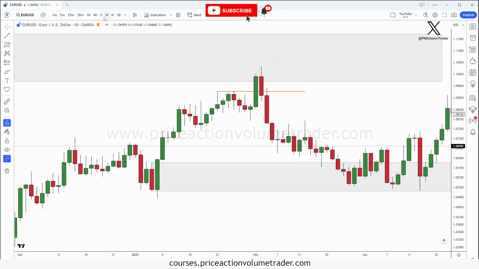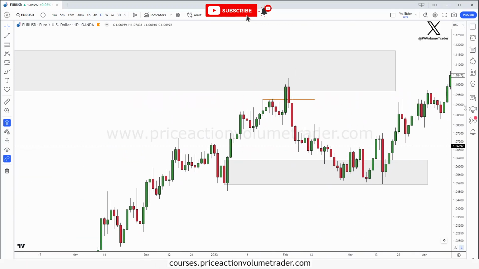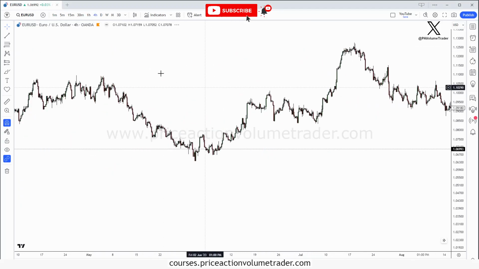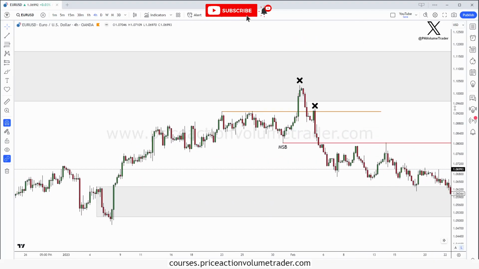Okay, but so if we drill down into the daily, you can see that we had this resistance area break above into supply, and we come and close back below this level. So let's drill down into a lower time frame, which is where we would go to identify how we could get in on this trade.